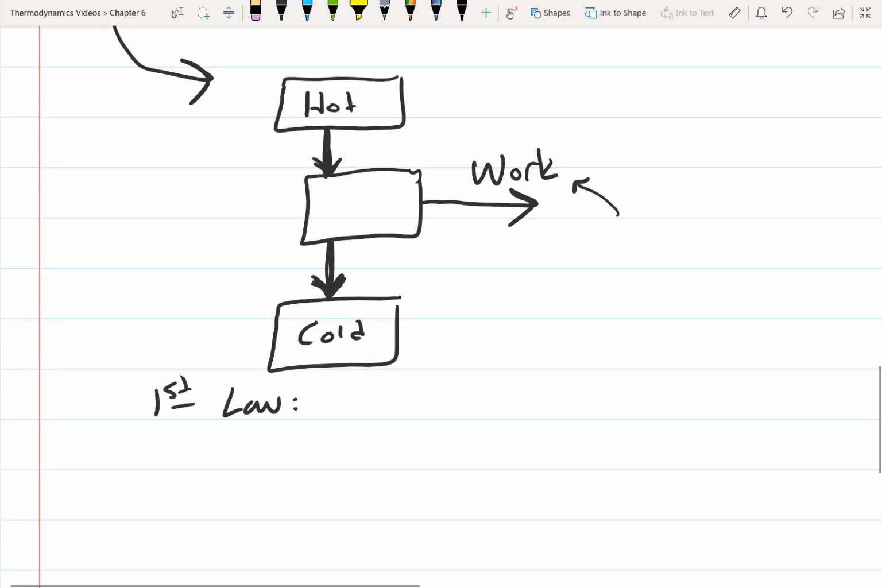If we just look at the first law for this, there's nothing in the first law that says we need this heat rejection. According to the first law, we could potentially just produce work from the hot side. We could just take this Q, take that heat and produce work according to the first law. There's no restriction in the first law that says we need this heat rejection to the sink.